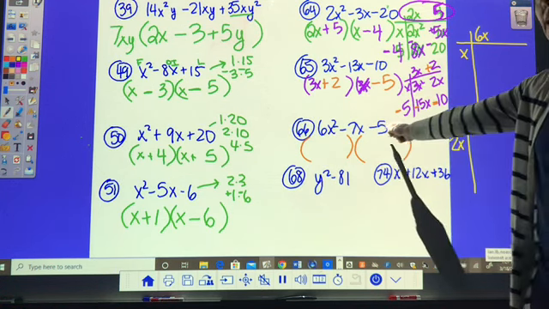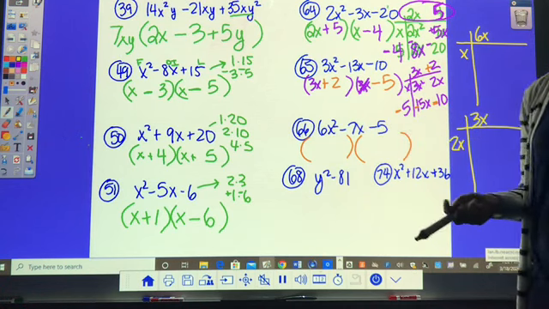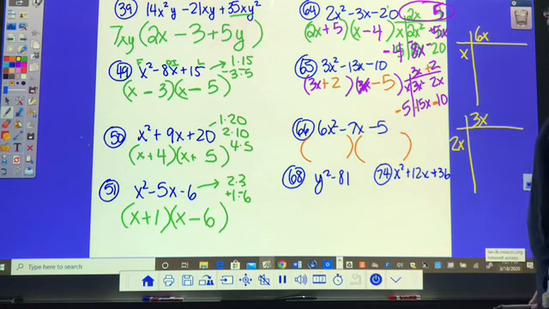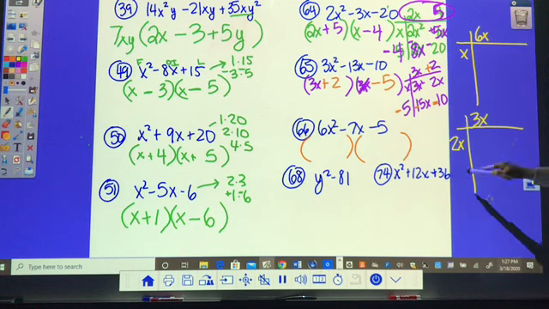The good news is 5, we know it's just 5 times 1. So we don't have a lot of options with 5, but it might be 5, 1, or it might be 1, 5.